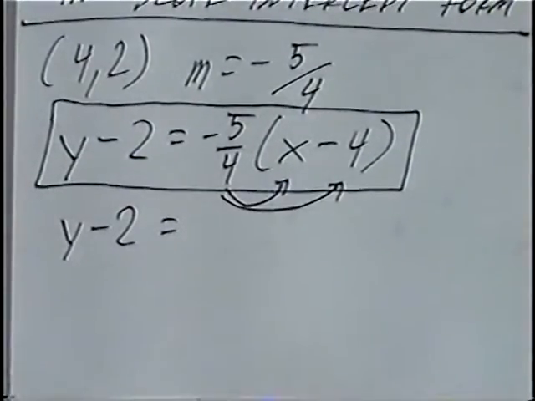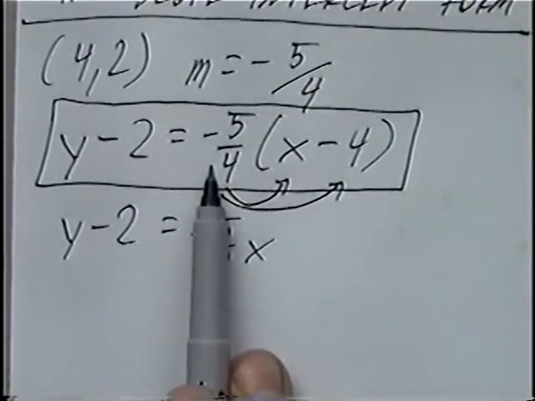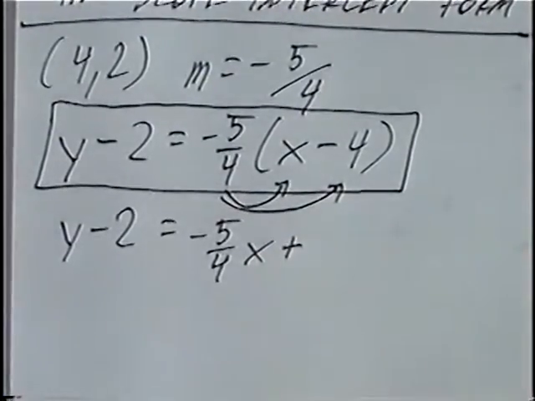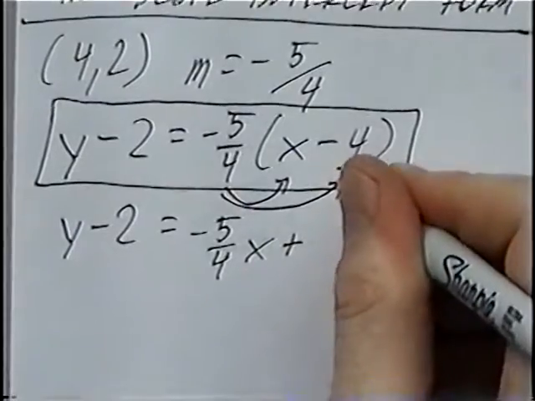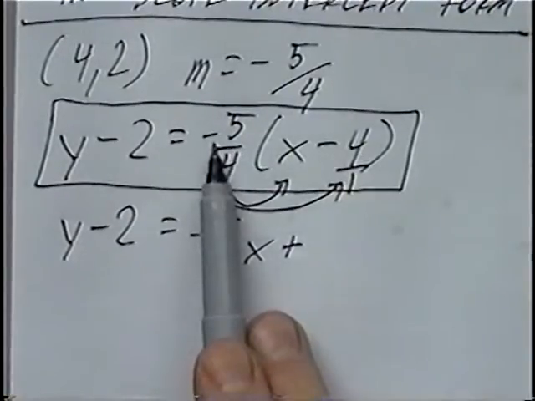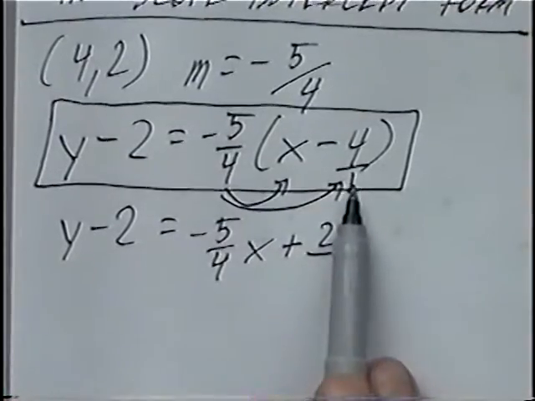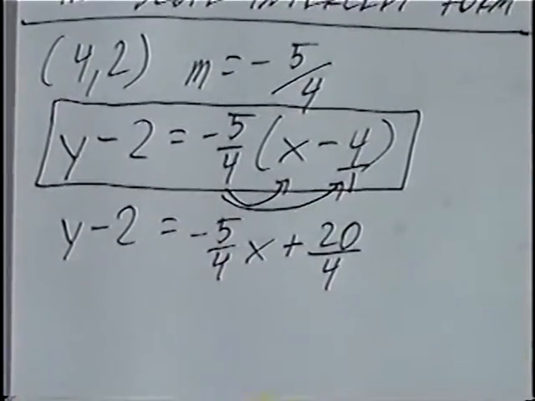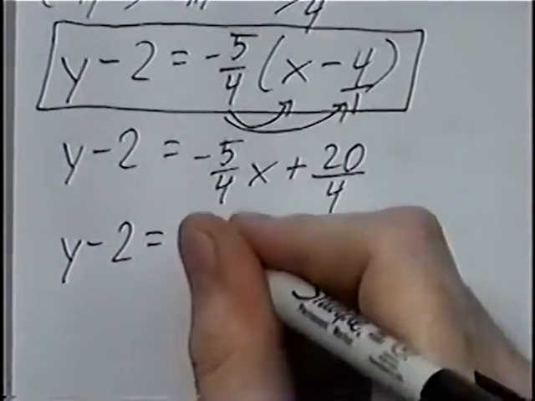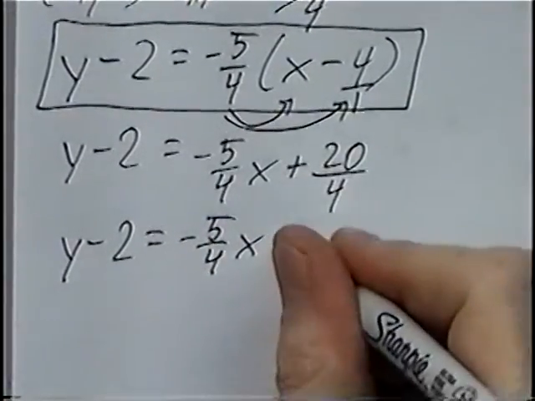Negative 5 over 4 times x would be negative 5 over 4x. And negative 5 over 4 times a negative 4: a negative times a negative would be positive. And when we're multiplying fractions, we can make everything a fraction by putting a 1 on the bottom. And we'll have negative 5 times negative 4, which would be positive 20. And 4 times 1, our denominator would be 4. Simplifying, we have y minus 2, negative 5 over 4x, and 20 divided by 4 would be 5.